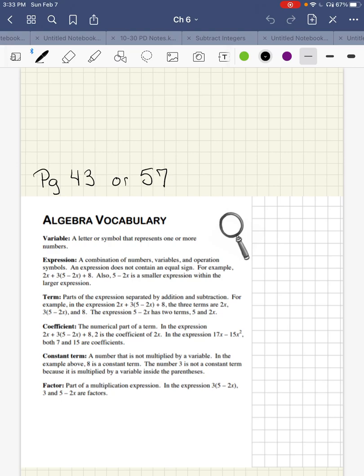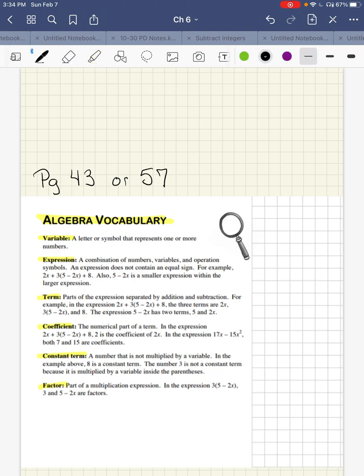First, on page 43 or 57 of your toolkit, and then the next notes are on the next page. This first page is just some vocabulary. Look at that, algebra vocabulary. So find your page, pause me if you need to, and then click back in. And for vocab here, I'm just going to highlight all the terms, and then we'll talk about them.